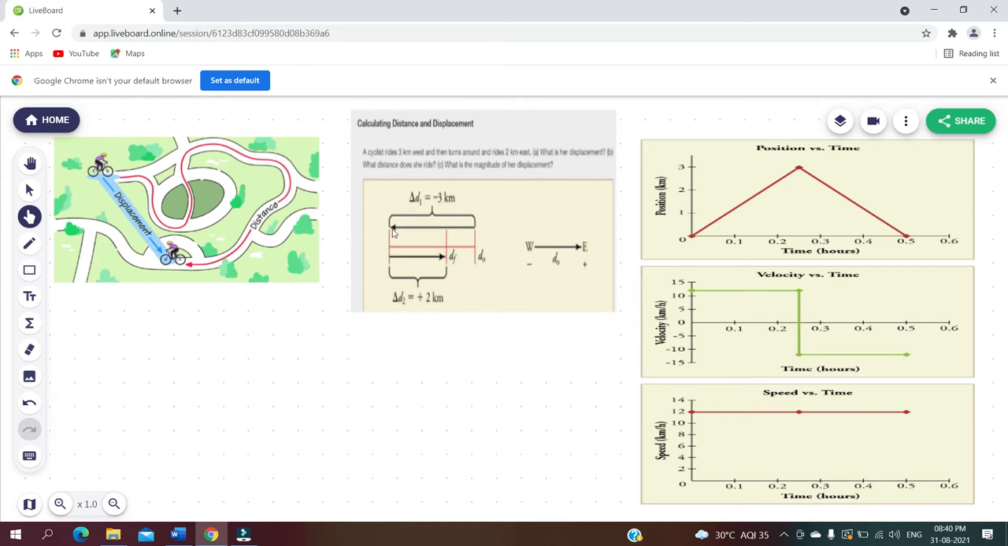There is one cyclist. She rides 3 kilometers west and then turns around and rides 2 kilometers east. So what is her displacement? That is the first task. Second, what distance does she ride? And third, what is the magnitude of her displacement?